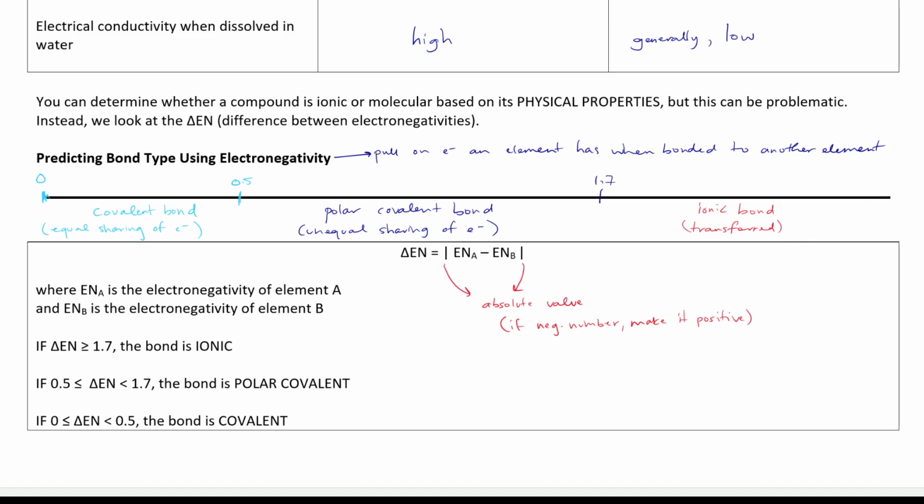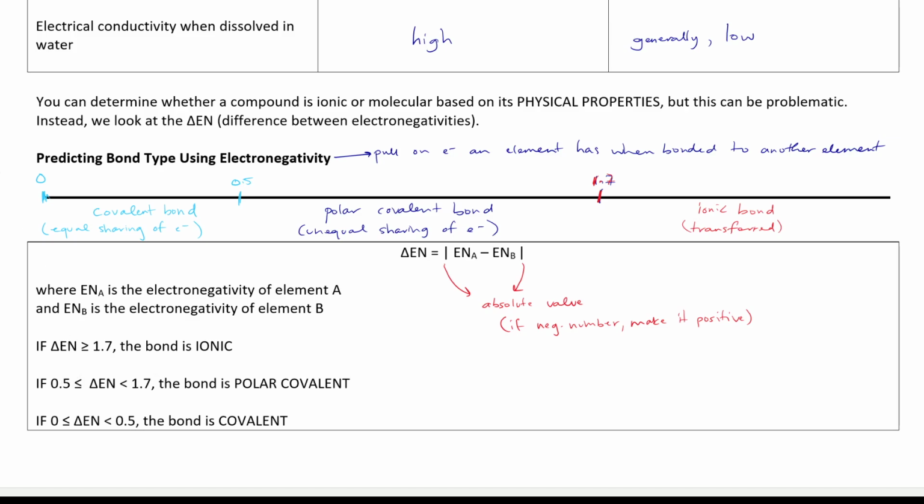Okay. Again, there are some exceptions. There are some delta ENs that are beyond 1.7 that are still classified as polar covalent, but for the most part, this scale works. So taking a look over here, if delta EN is greater or equal to 1.7, so it includes 1.7, then it is ionic.